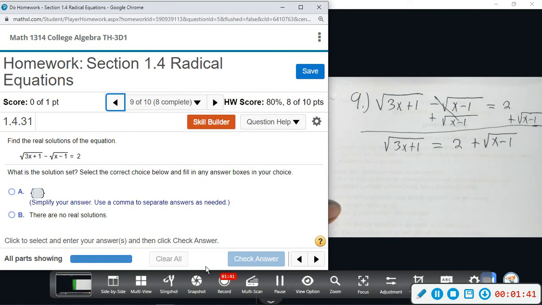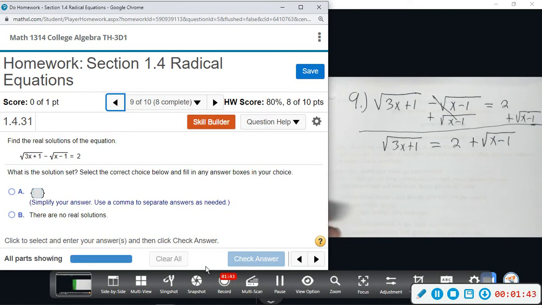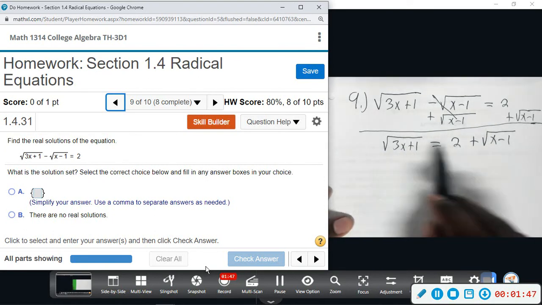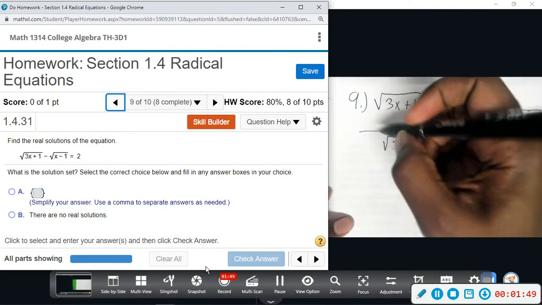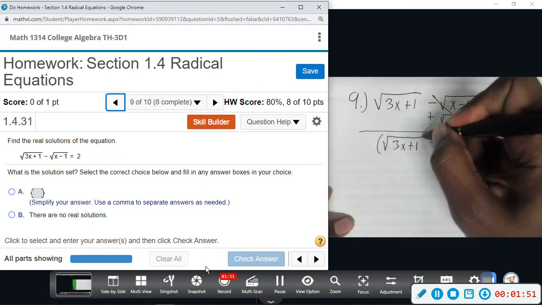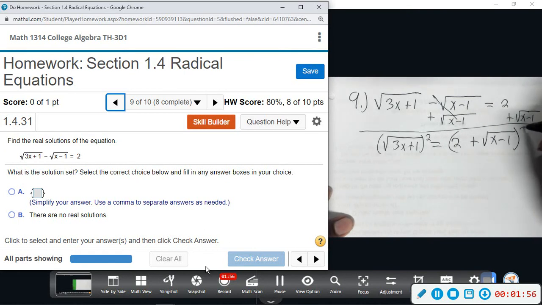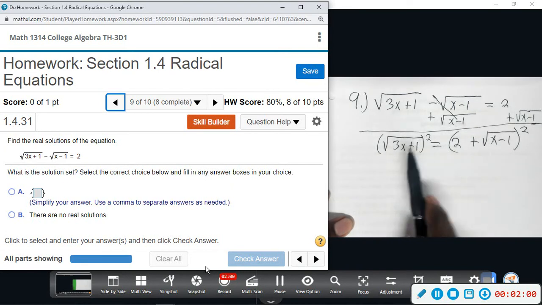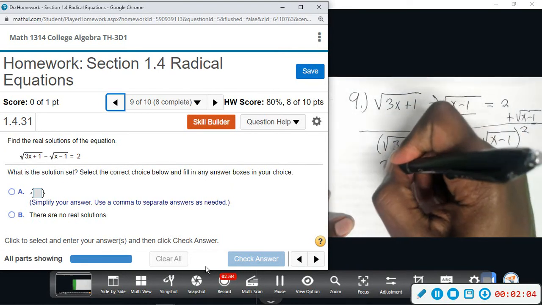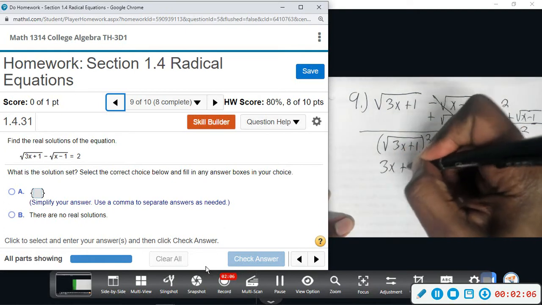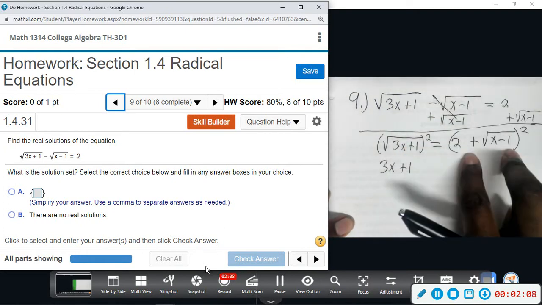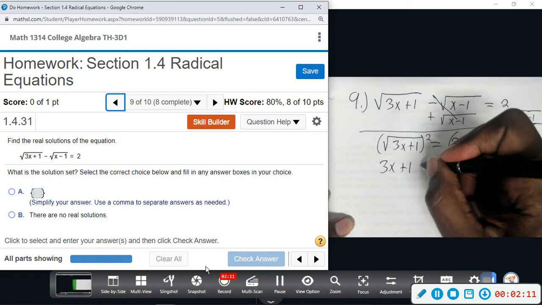Alright. Now, we're going to square both sides to get rid of this square root. So you isolate one of them. Square this and square this. When you square a square root, it gets rid of it. So on the left side we have 3x plus 1. On this side we actually have to FOIL it out.